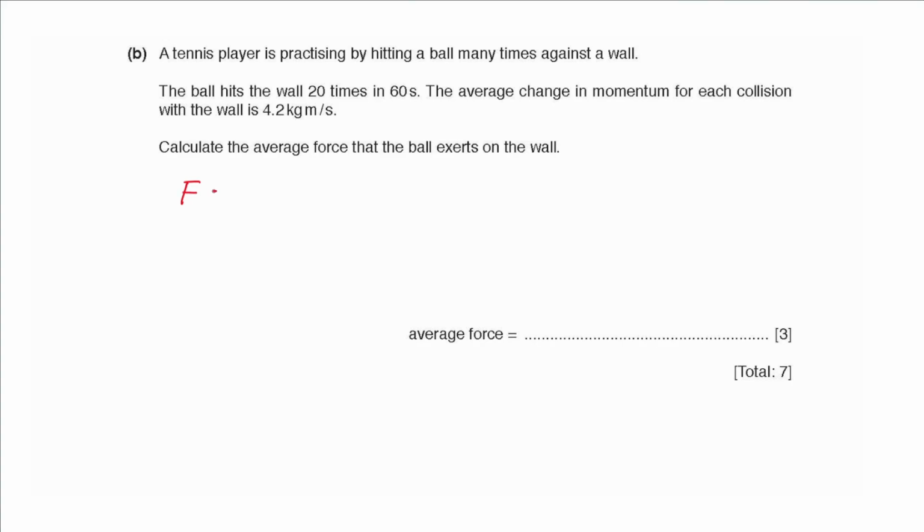We can use force is equal to the change in momentum divided by the time. The only problem here is we have the change in momentum of one collision, but the time for 20 collisions. So we can calculate the total change in momentum, 20 times 4.2 for all collisions, and then divide by the total time, 60. Or we can calculate the time for one collision by dividing 60 over 20 and use the change in momentum of one collision and the time for one collision. They will both give an answer of 1.4 newtons.